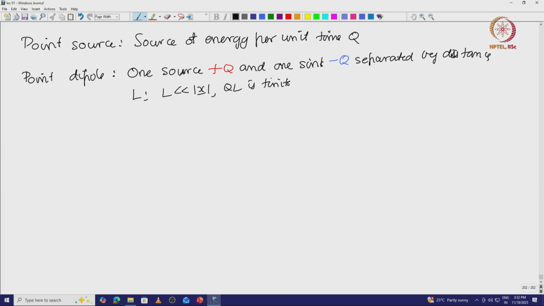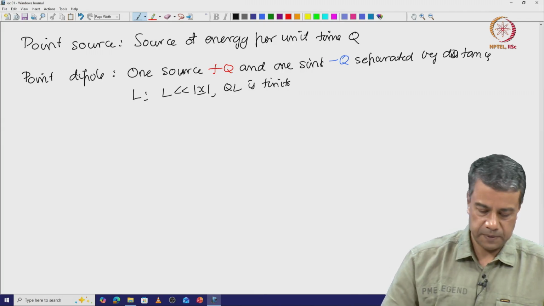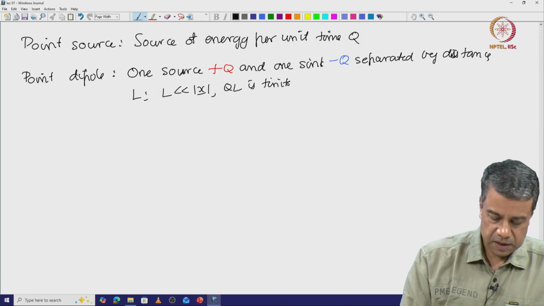There are three solutions of these, for n equal to 1, m equal to -1, 0, plus 1. And for these, the temperature field far away decreases as 1 over r. The next higher is what is called a point quadrupole.